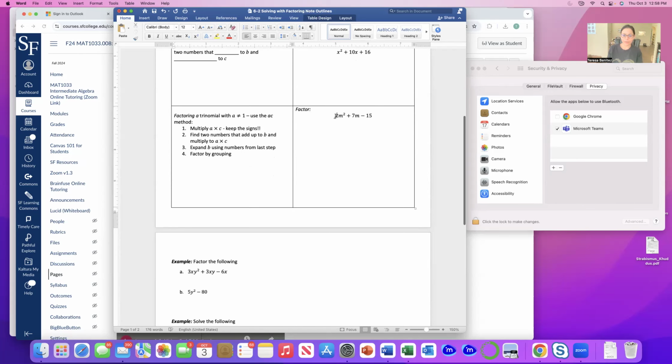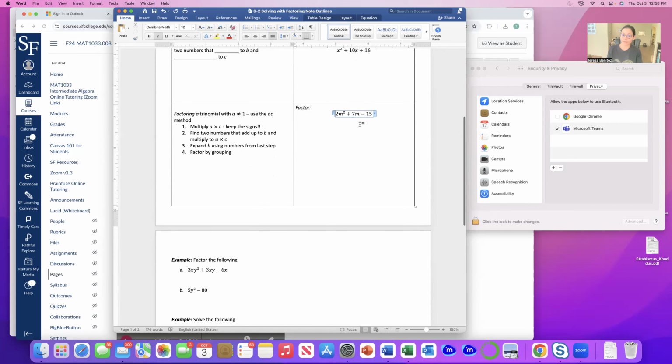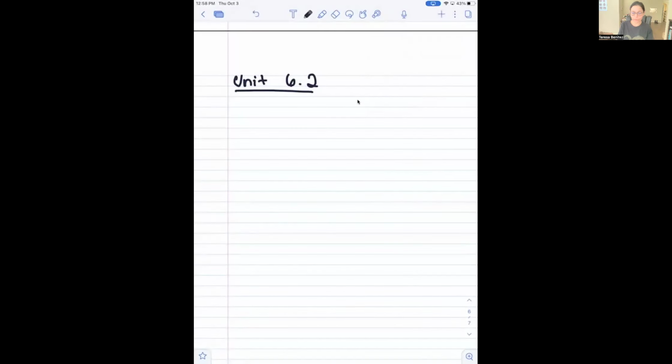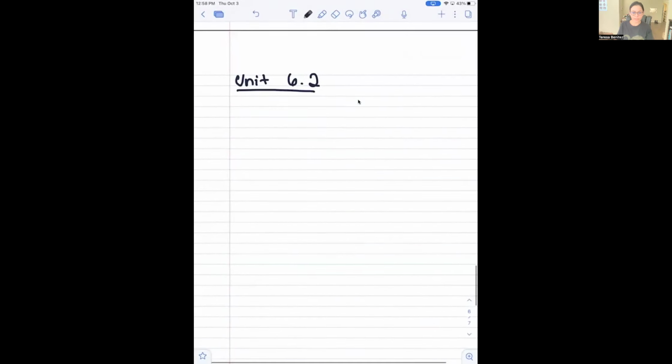So this is the example that we will solve: 2m squared plus 7m minus 15, where we can identify from here that a is 2, b is 7, and c is negative 15, okay? So now I will share my iPad and we will see the example. Again, the steps, you have them there. If you don't have that handout, make sure that you write that down.